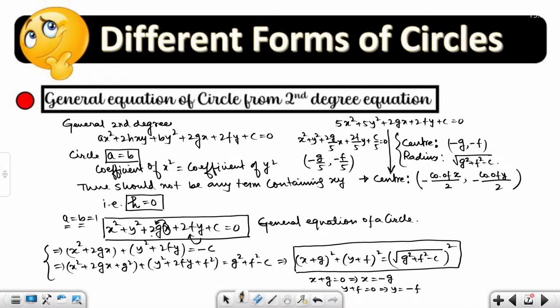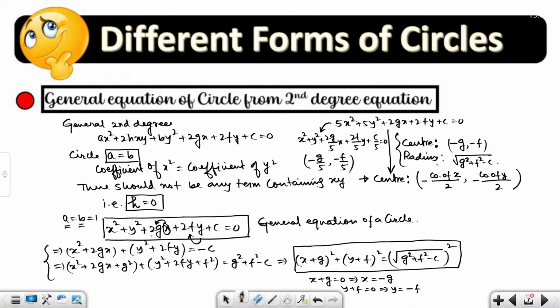Is it clear? So what we have learned is, we can use this shortcut method of finding out the center if the coefficient of x square and y square both are equal to 1. And if it is not, forcefully, as I showed you here, you have to make it 1. And then you can find out its center.